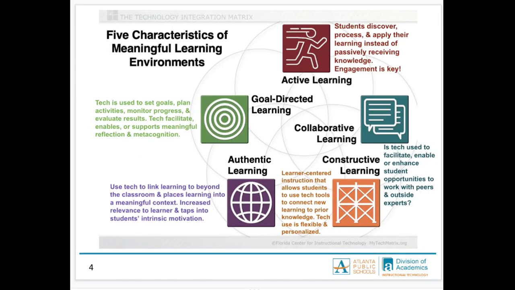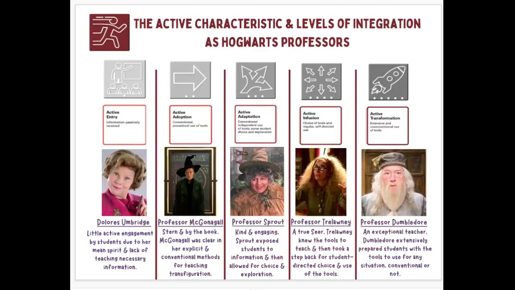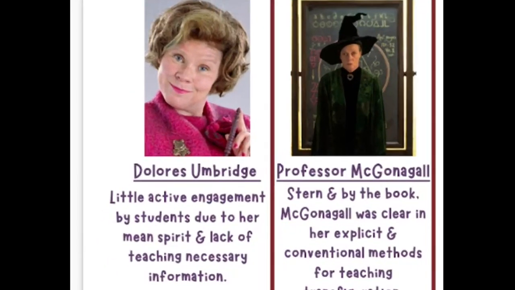So let's take a look at what each of these levels look like for each characteristic. And to do that, I'm going to call on my friends at Hogwarts. Let's look at the active characteristics and levels of integration as Hogwarts professors. So active level entry would be like Dolores Umbridge. Little active engagement by students due to her mean spirit and lack of teaching necessary information.